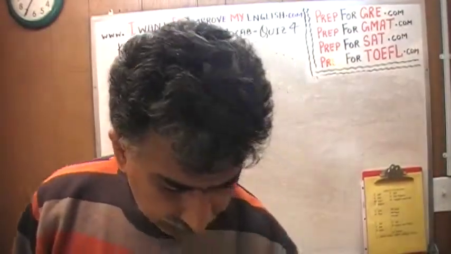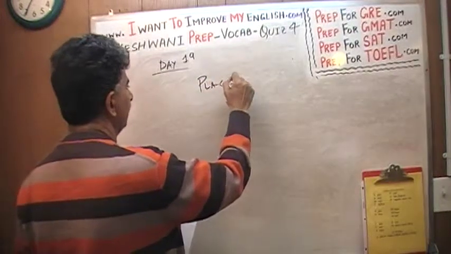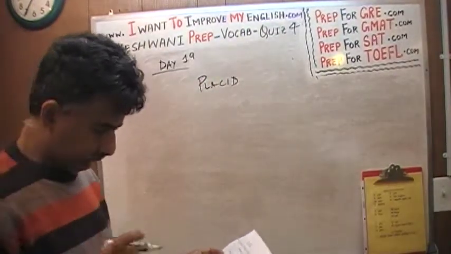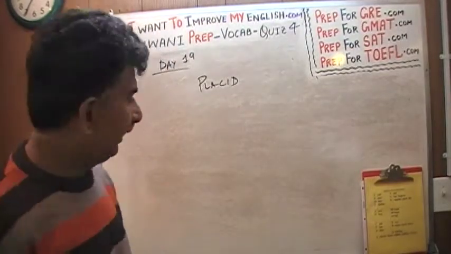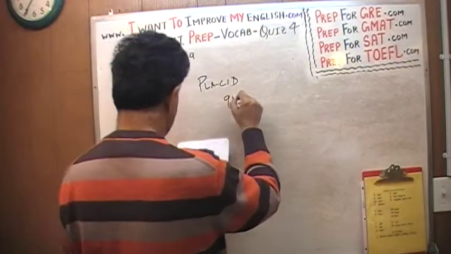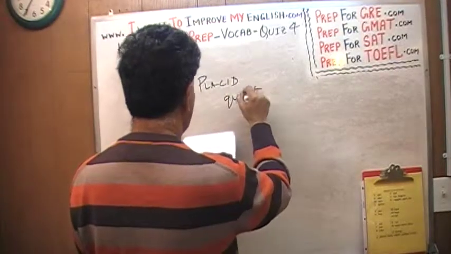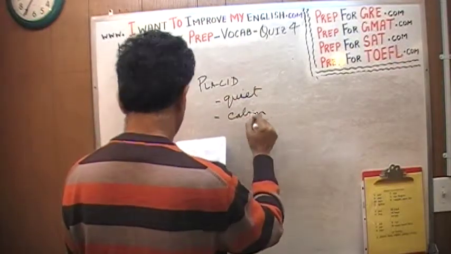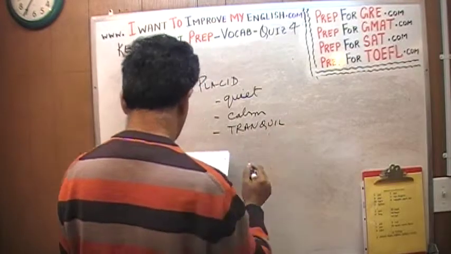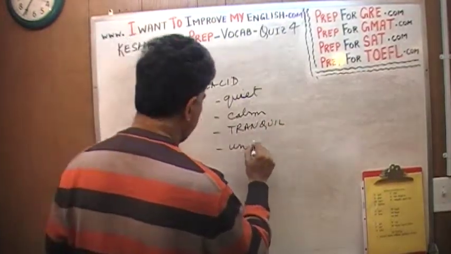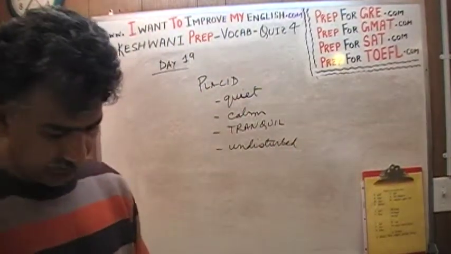The next word we learned, which has nothing to do with the word tacit, but since it rhymed and just happened to come to my mind when I was putting together these notes, was placid. Placid just means quiet, calm, tranquil, unruffled, undisturbed. Calm, placid.